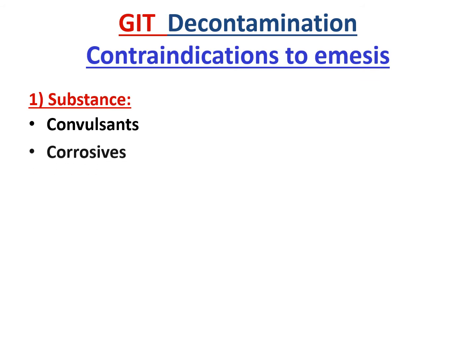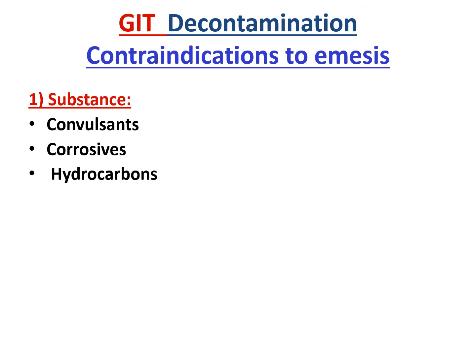In corrosives, the corrosive agent passed once and injured the GIT tissues and made them friable. Emesis will re-expose these friable tissues to the corrosive agent again, which may lead to perforation.